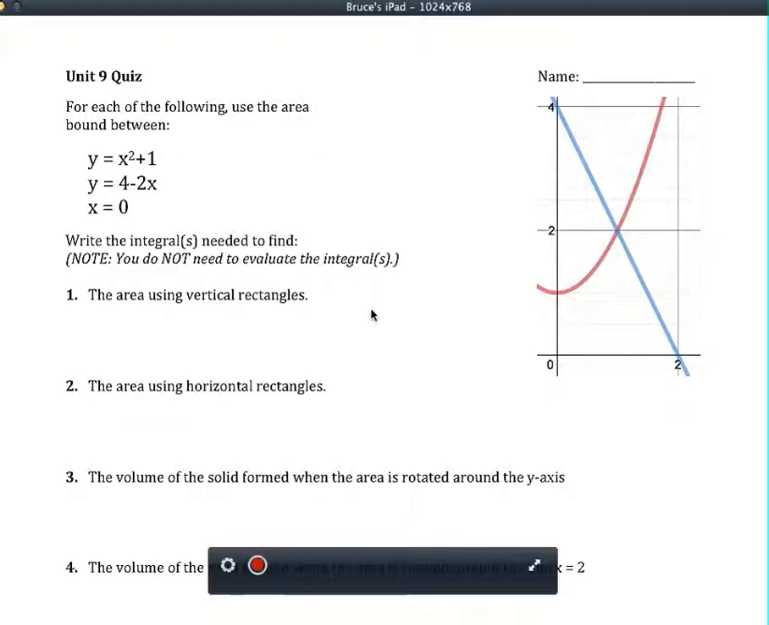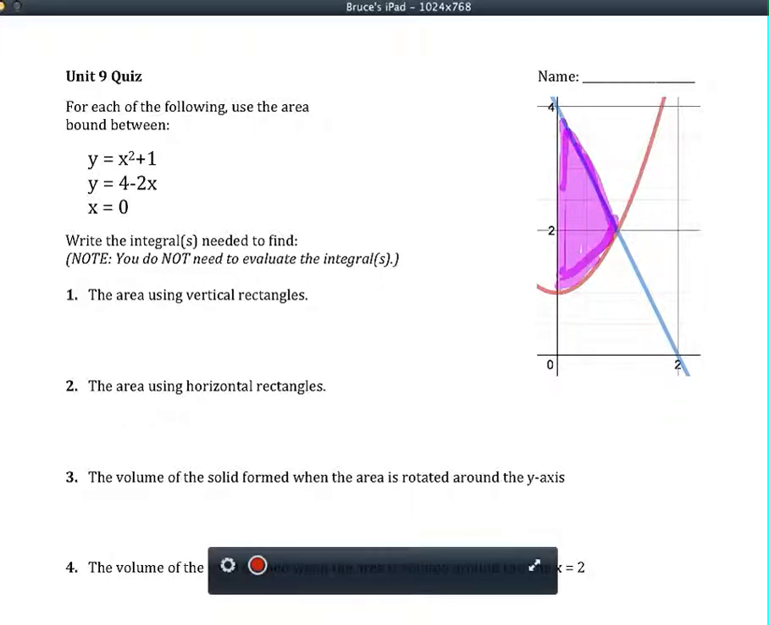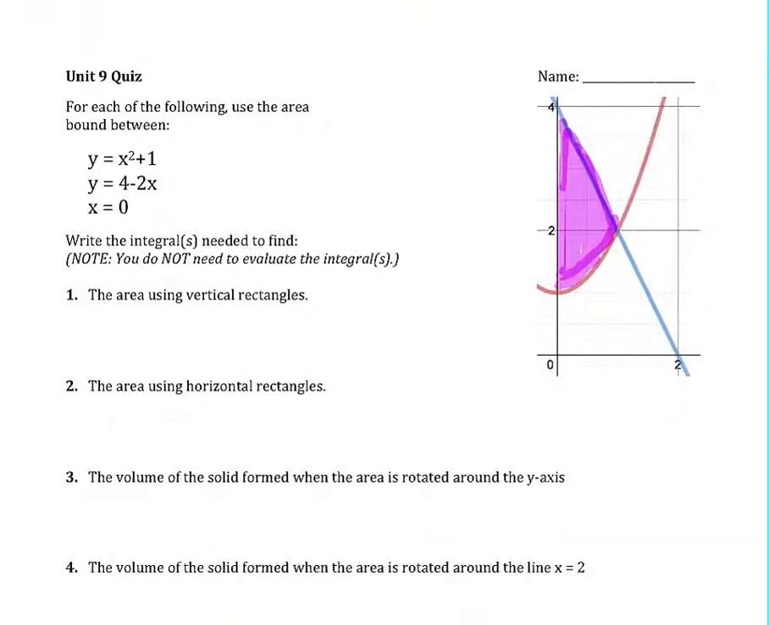First thing is that the area that we are moving around here is this area right in here. It is bounded by the three equations that are given here: x squared plus 1, 4 minus 2x, and x equals 0.